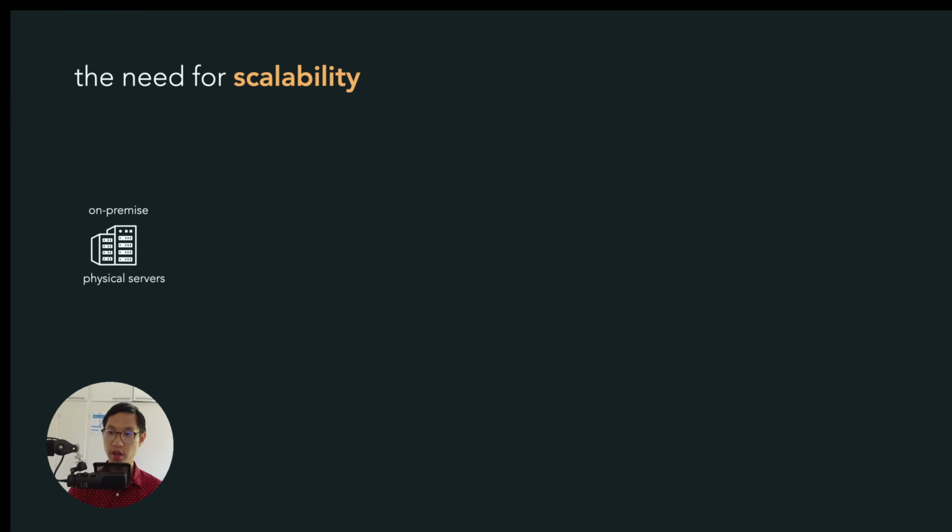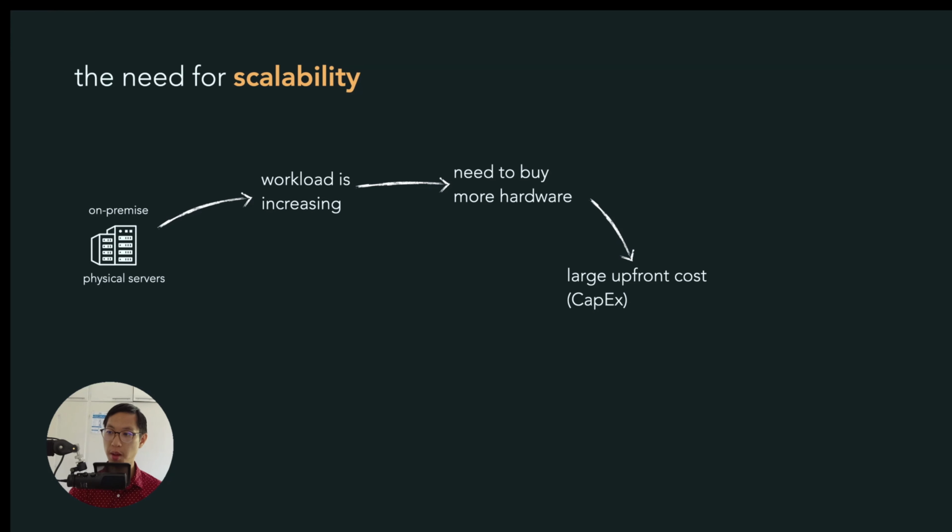On premise, we have physical servers, and then the workload is increasing. What will happen? We need to buy more hardware. And when we buy hardware, we require a large upfront cost. This is called CapEx, or capital expenditure. So you pay a lot of money upfront and then you get your hardware. Afterwards, when everything is set up and works well, the usage cost is lower. So this is mostly capital expenditure when you buy hardware.